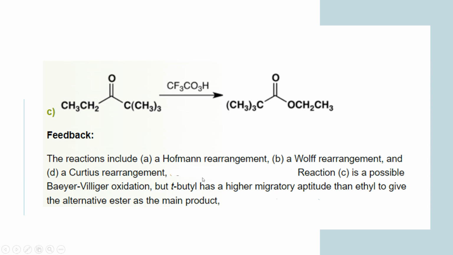Like it is written here, tertiary butyl has a higher migratory aptitude than ethyl to give the alternative ester as the main product. Which is the alternative ester? That is, O will come here and this ethyl will be linked to the carbonyl of the ester. That should be the correct main product of this reaction. So you have to choose option C as the correct option. Let us move to the next question.